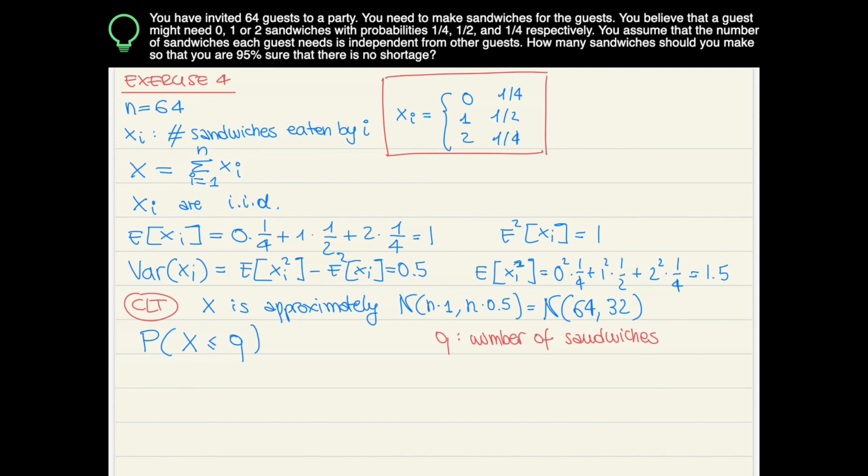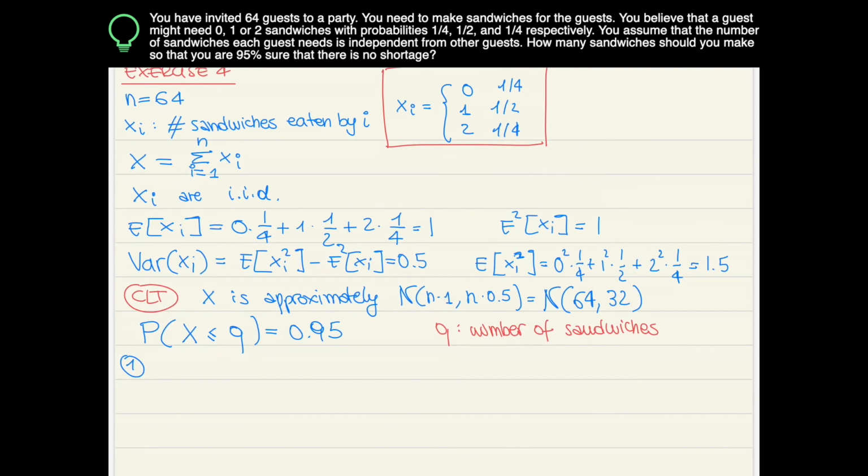Great. So to be 95% sure that there is no shortage, what does this mean? That the probability that x, the number of sandwiches needed, is lower or equal to the number of sandwiches we have produced has to be equal to 0.95. So this is what this exercise is asking for. How can we calculate this number? There are two ways, as usual: with the tables or with RStudio.